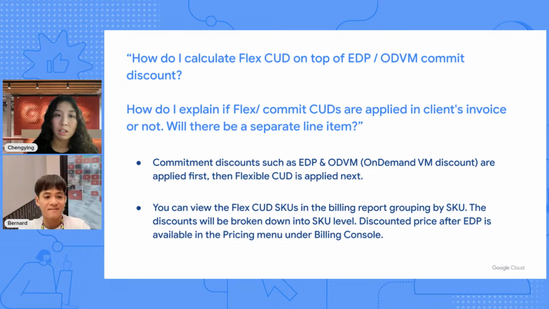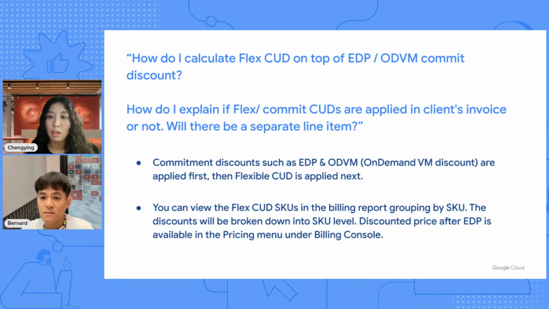How do I calculate Flex CUD on top of EDP, the commit discount, and how can I explain if Flex commit CUDs apply to the client invoice or not? So thanks for the question. Don't be confused. Basically, in short, these two discounts can be applied together. Commitment discounts such as EDPs are applied first, and then your flexible CUDs will apply next.